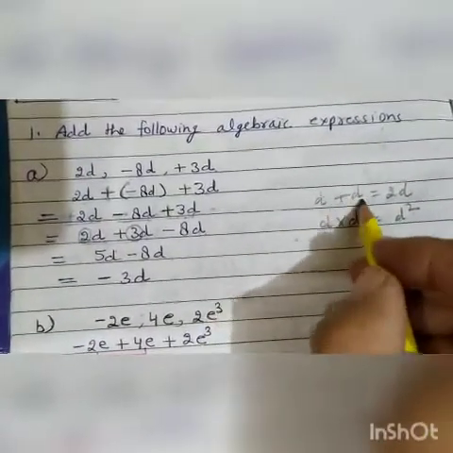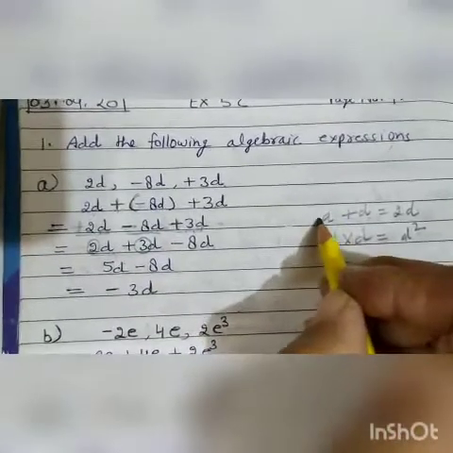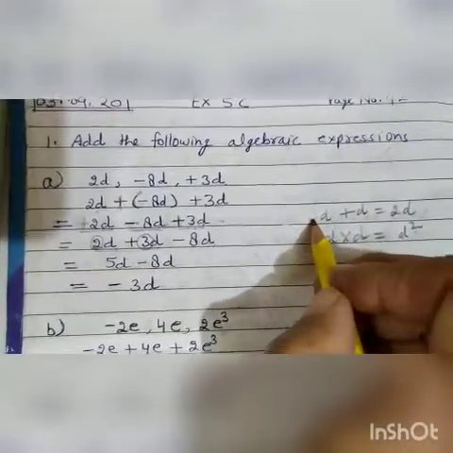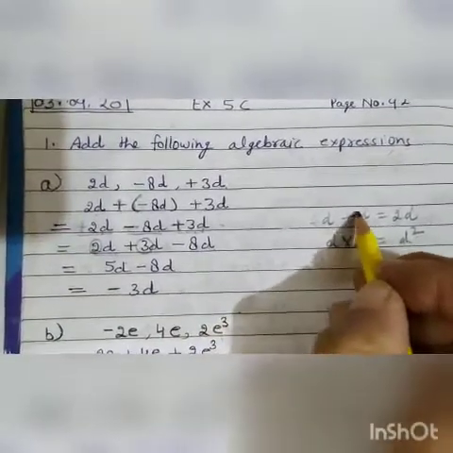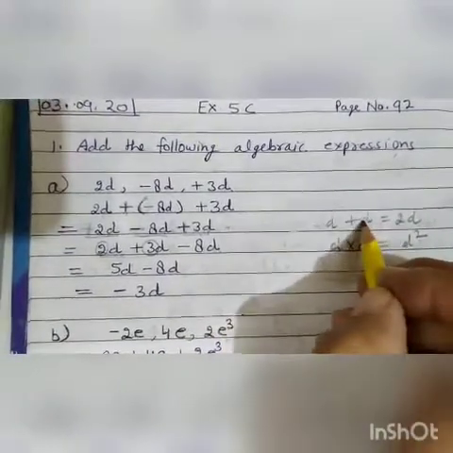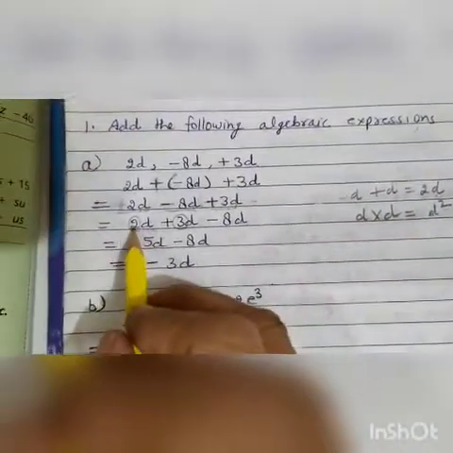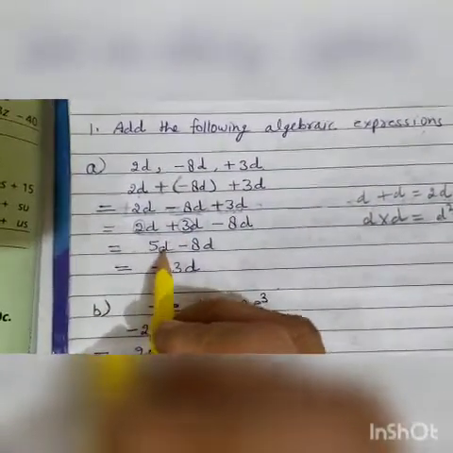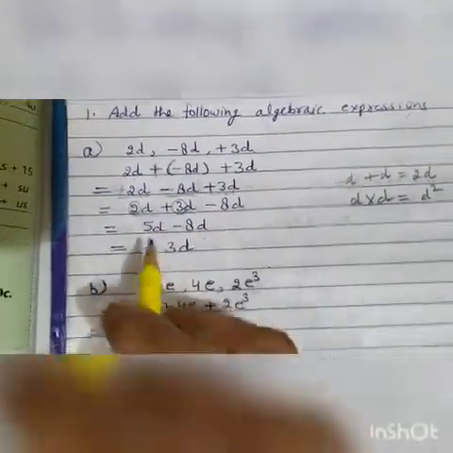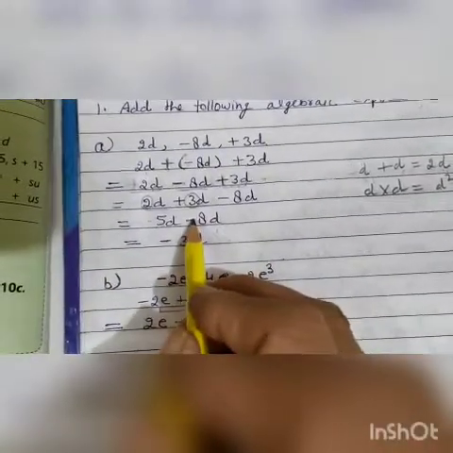But if it is d plus d, it will be considered 1d plus 1d. If there is no number before any letter, then it will be considered as 1. So it is 1d plus 1d. It will become 1 plus 1, 2, 2d. D will be written as it is. In the same way, this 2d plus 3d will be 2 plus 3, 5d, then minus 8d. Now this 5d is with plus sign and this 8d is with minus sign.